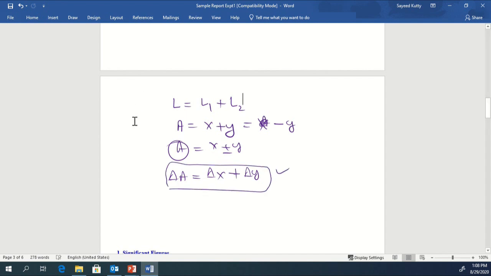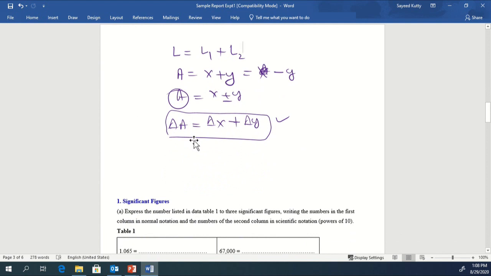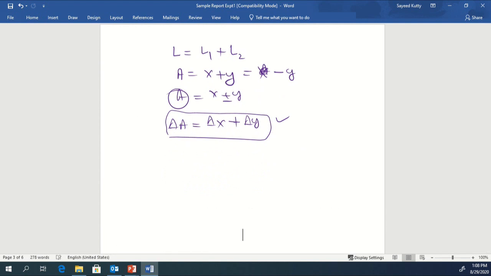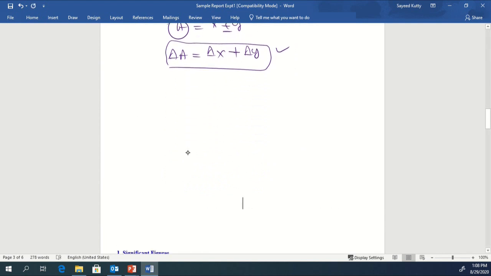And one more thing I can help you with. If you have a case like this, we know that the area is L square, or that the volume is L cube. But here I measure the length only one time, and we know delta L, but how will you find delta V?